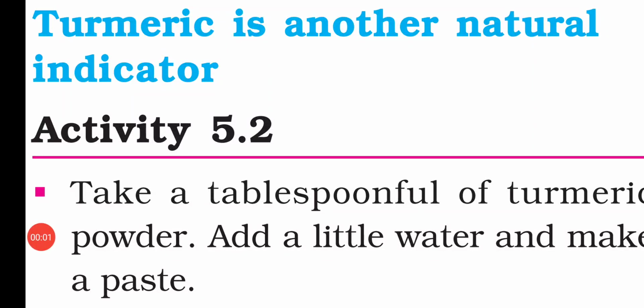Hello everyone, in this video we will learn about natural indicators. In the previous class we learned about litmus, which is obtained from lichens and is used as an indicator to detect whether a solution is acidic or basic. Similarly, we can use turmeric as a natural indicator.